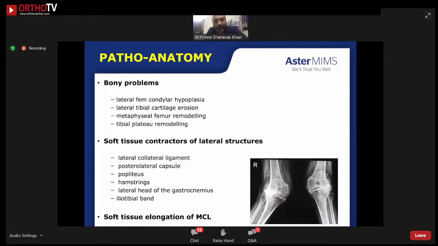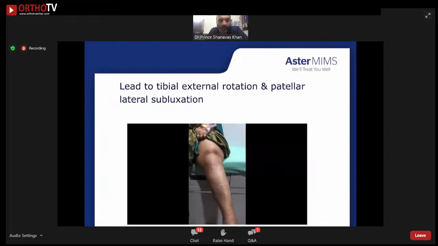So the lateral collateral ligament, posterolateral capsule, popliteus, hamstrings, lateral head of gastrocnemius, iliotibial band, all the structures are contracted on the lateral side. So these structures make things difficult as compared to a varus knee. So the contracture of all these structures will lead to tibial external rotation and a lateral patellar subluxation. So look at the video. She is subluxating her knee.